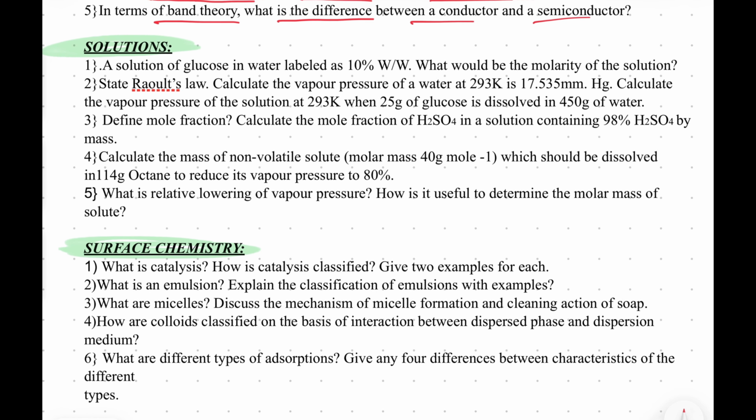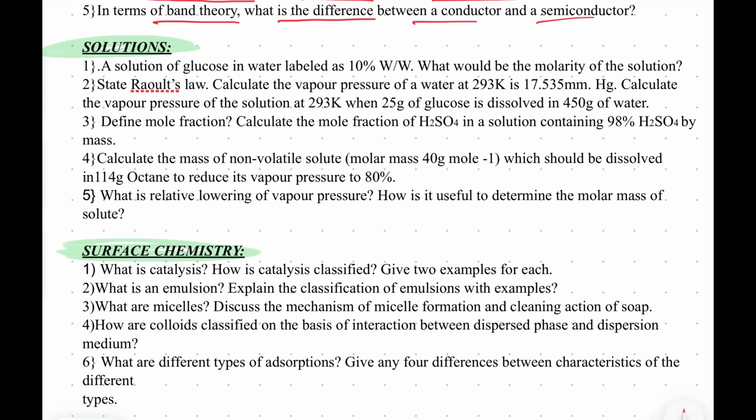Come to the next one, solutions. In the solutions lesson, we have mostly 5 important SAQs. In this, the first one is important. The second one is also important, right? The third one is also important, and the remaining last one is also important. That is the most important question.